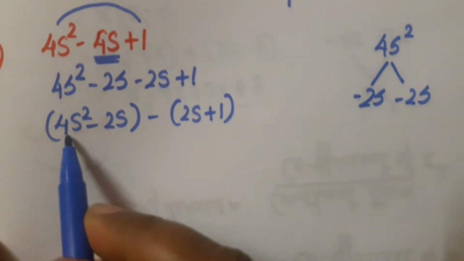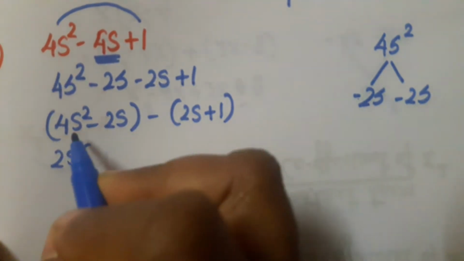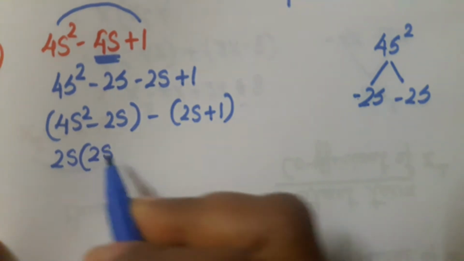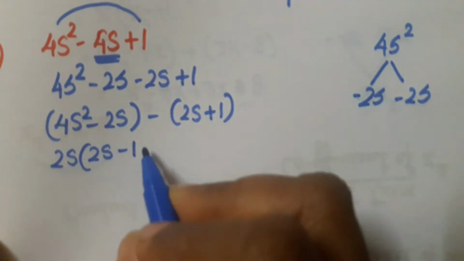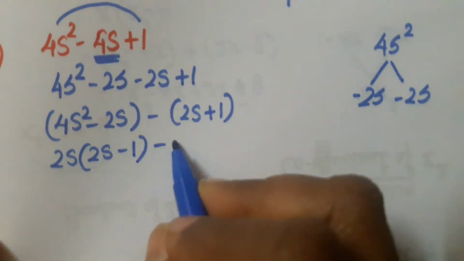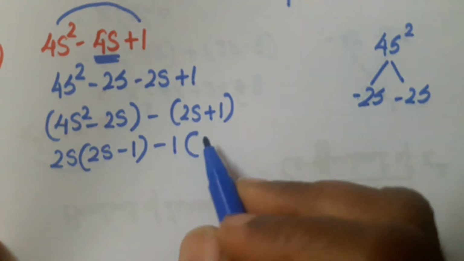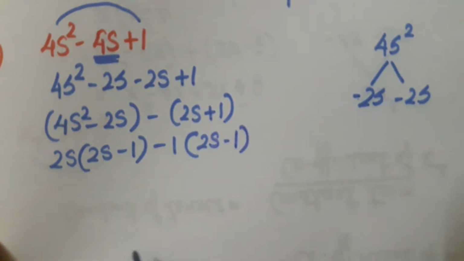So what are we going to do? The common term here is 2s, right? So I will take 2s outside. When I divide 4s square by 2s, I have 2s. Minus, if I divide 2s by 2s, I have only 1 left. Now minus 1 I am going to take out because 1 is a factor for all the numbers. So what we have left is 2s minus 1.